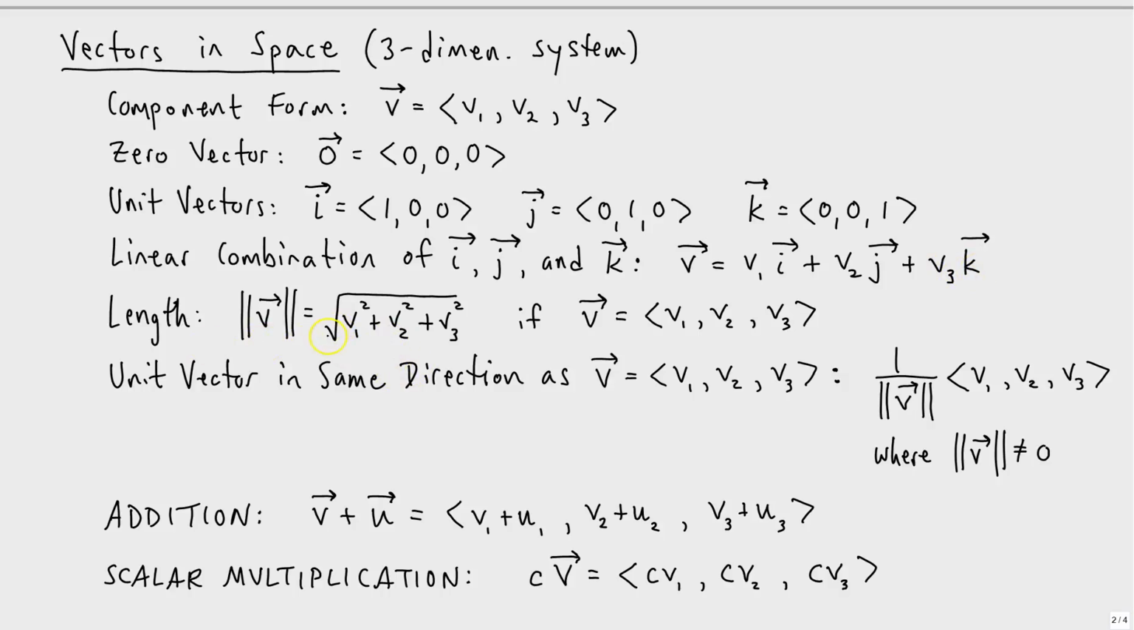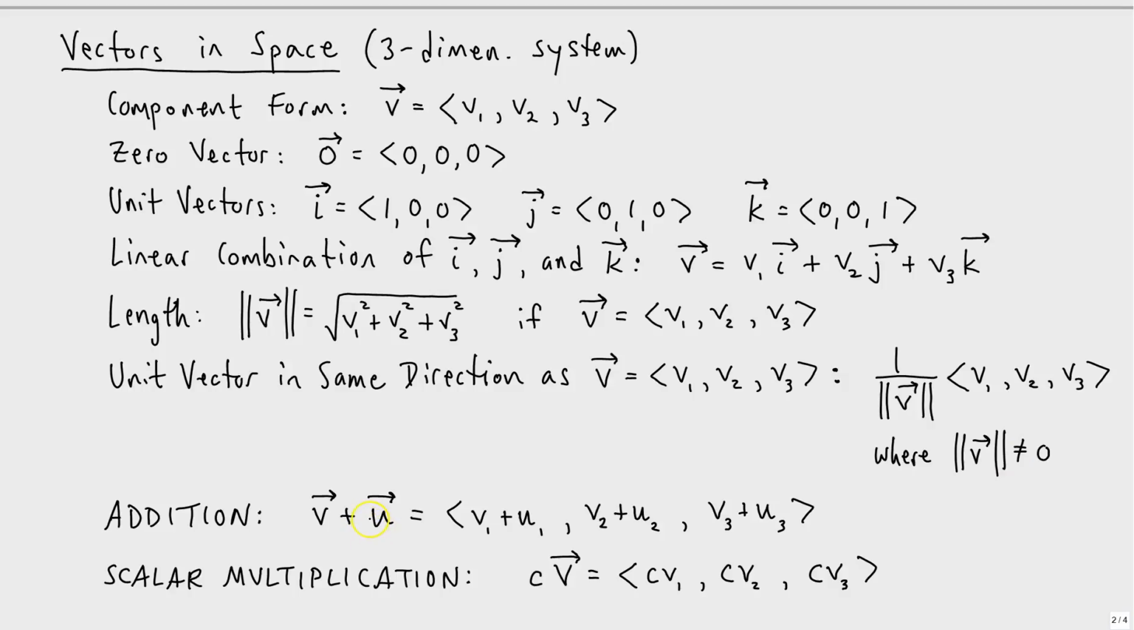Length doesn't really change much. It's still the principal square root of, since the distance formula really didn't change much, it just added that third part that looks just like the other two. It'll just be v1 squared plus v2 squared plus v3 squared, with the principal square root of that. And then if you want a unit vector in the same direction as some given vector, same basic idea, we just have this third component. So you do the vector in component form divided by its length, as long as its length isn't 0.